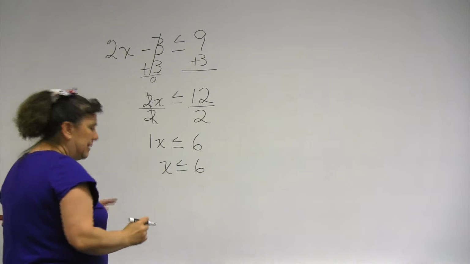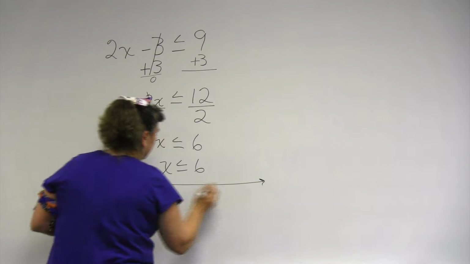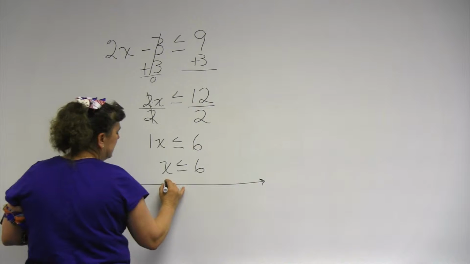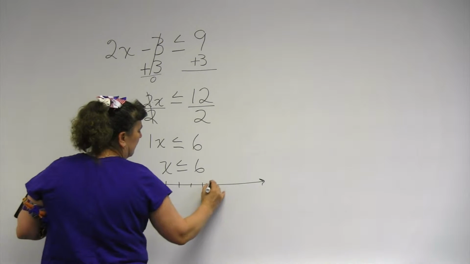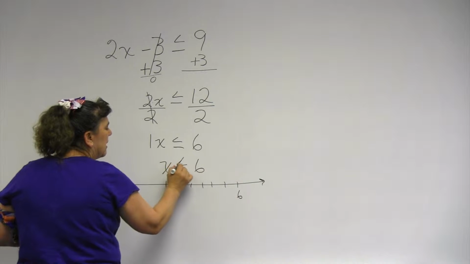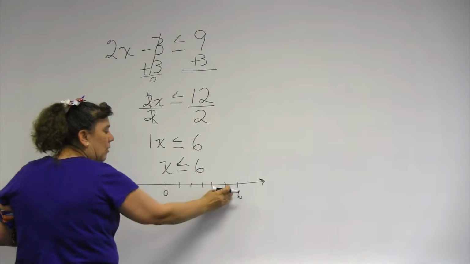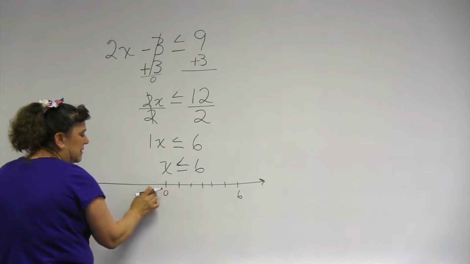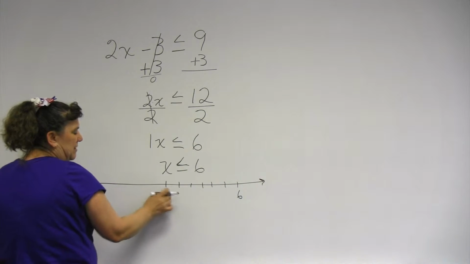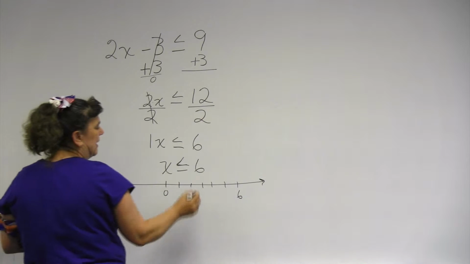Now, next step is to put this on the number line. Again, I put my 0. 1, 2, 3, 4, 5, 6. There's my 6. This one says my solution is smaller than that 6. Well, what is smaller than the 6? Things in this way: 0, 1, 2, -1, -2. Those are smaller than 6.